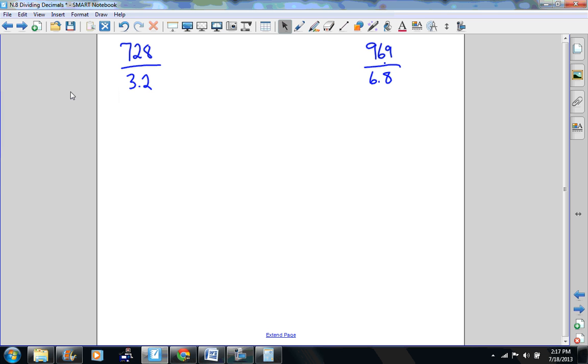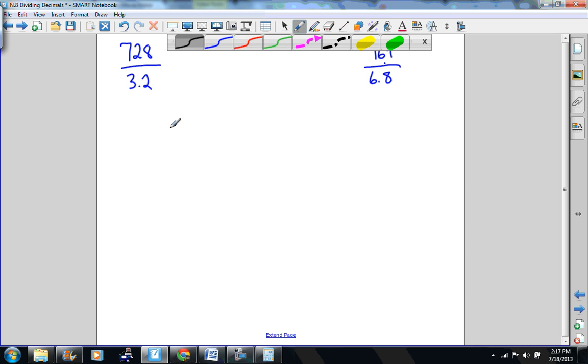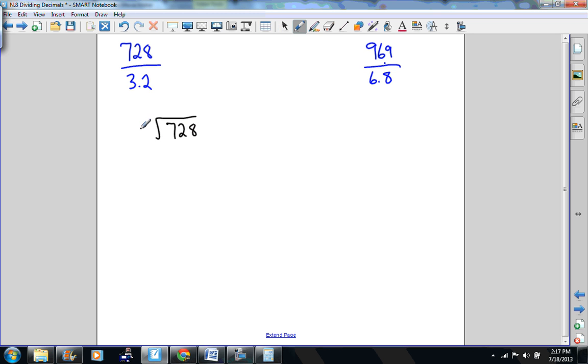So this one we have 728 divided by 3.2. Now we have a decimal in the wrong part. We have a decimal here. So that means we're going to add and make this a decimal, and we're going to move them both 1 to the right. So now we have 32 and 7,280. So the decimal goes right there.